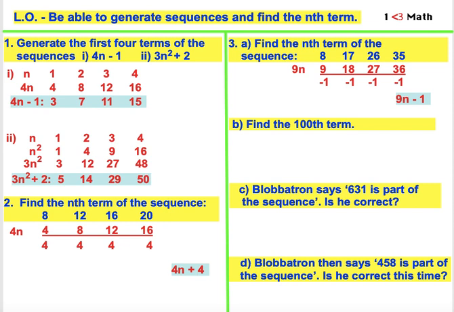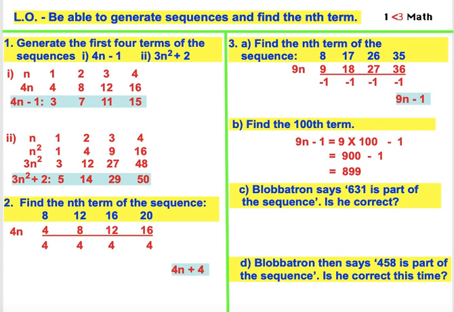Now we can use that to find the 100th term. So what we can do is substitute 100 into 9n minus 1. 9 times 100, take away 1, is going to be 900 take away 1, which is 899. So that would be the 100th term. It would mean that you don't need to list 100 terms to get there.